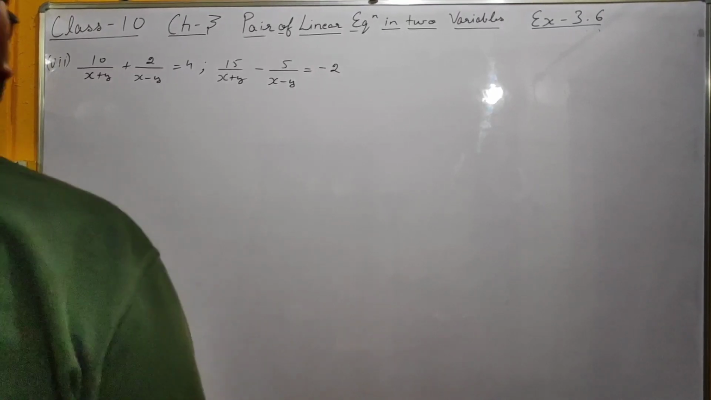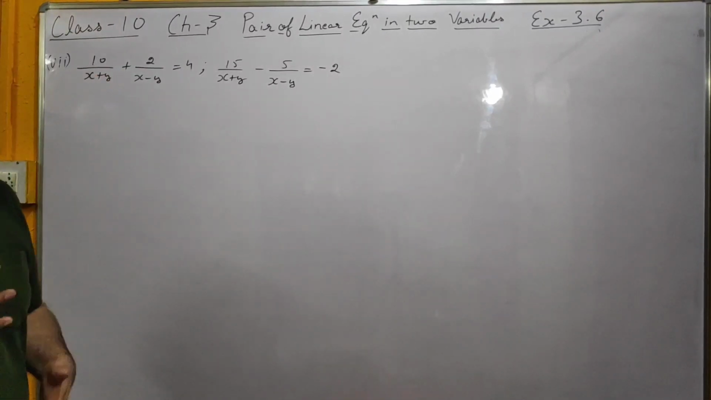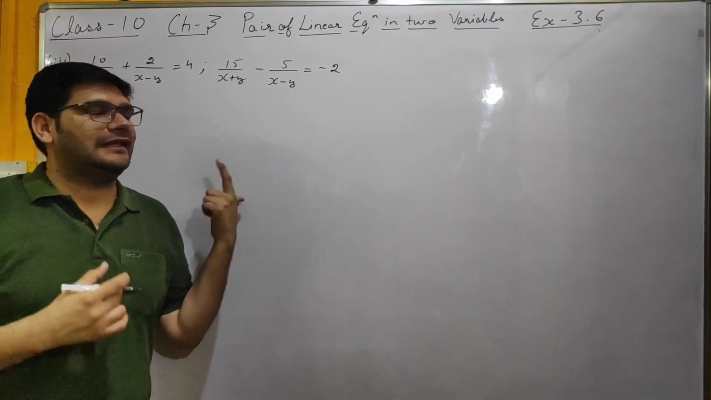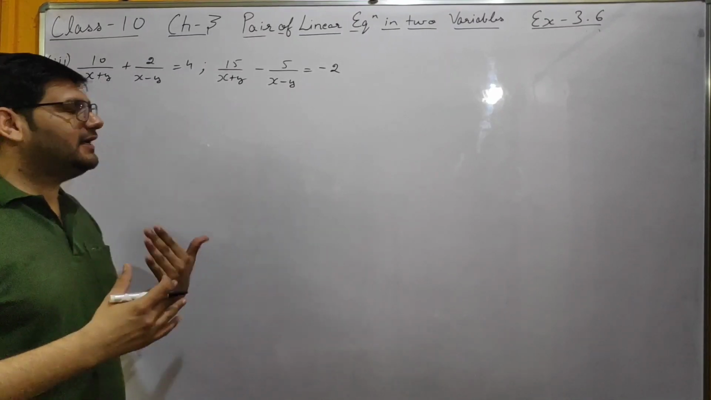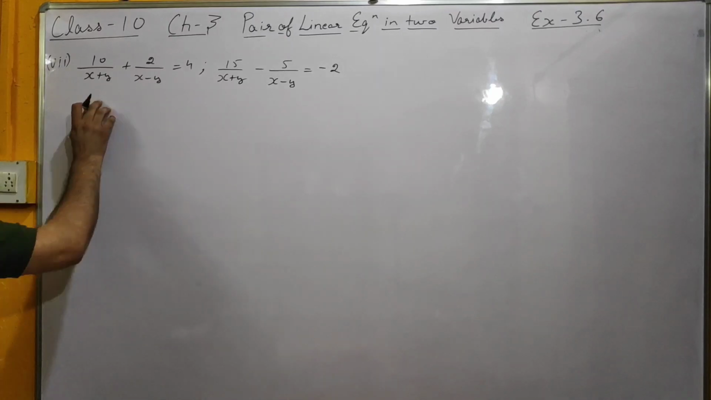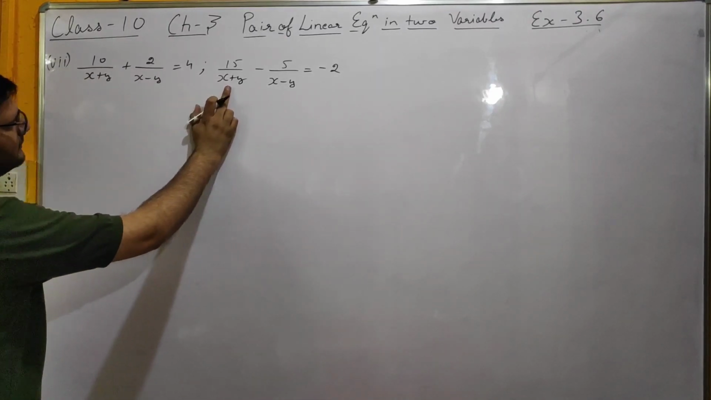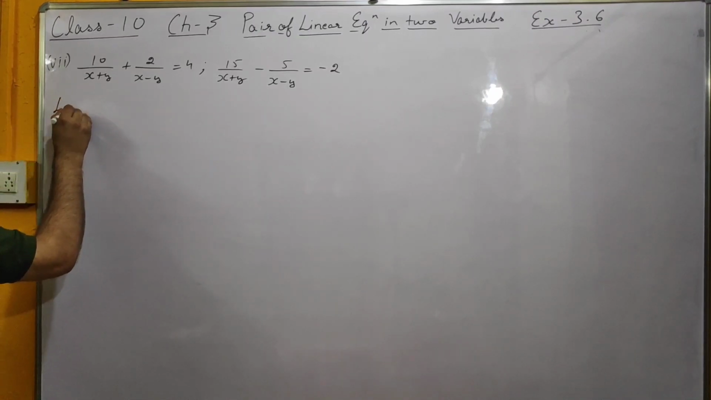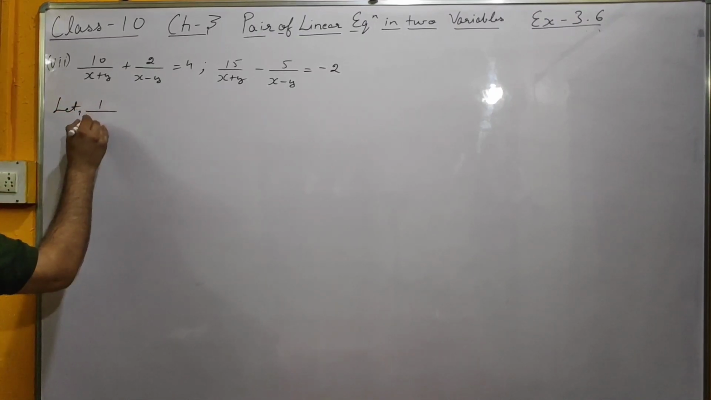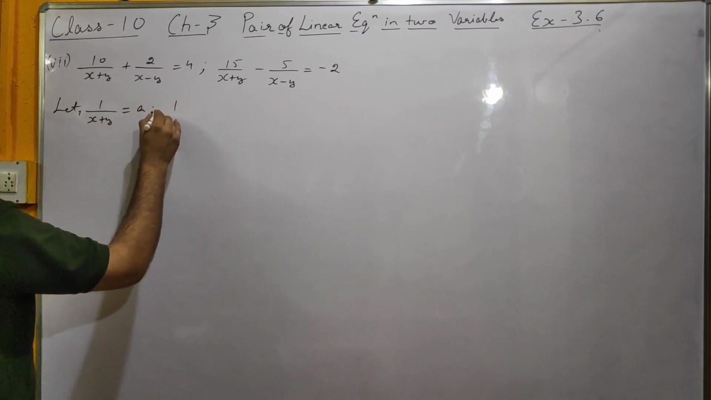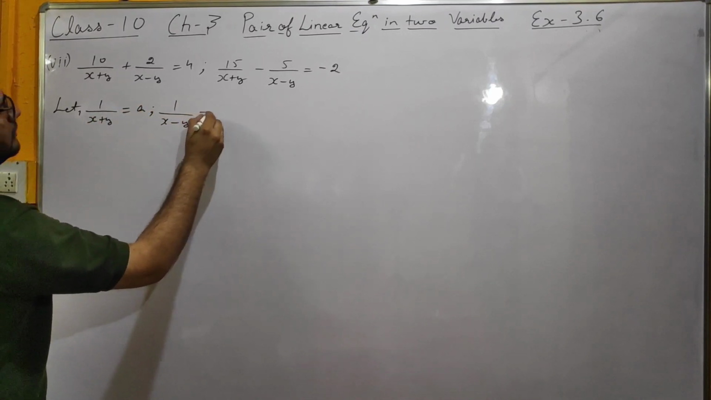Now 7th and 8th part, they are in double steps. Alright, how? I'll solve this completely and then you can try 8th part. So in 7th part it is given 1 by x plus y. Here also it is x plus y. So we will say let 1 by x plus y equals to a and 1 by x minus y equals to b.